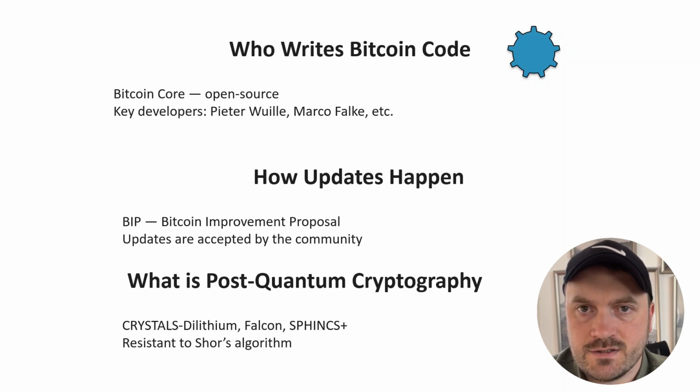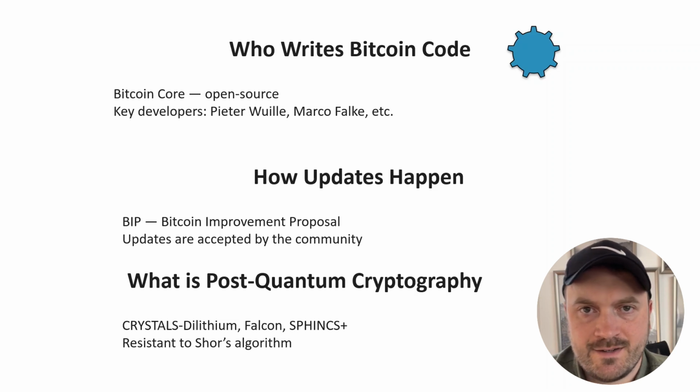To understand this, we need to look at how Bitcoin's code is structured, who writes it, and how changes are made. So, let's talk about who actually writes Bitcoin's code. Bitcoin is an open source software. The main client is called Bitcoin Core. It is available on GitHub and anyone can view how it works or even suggest changes.